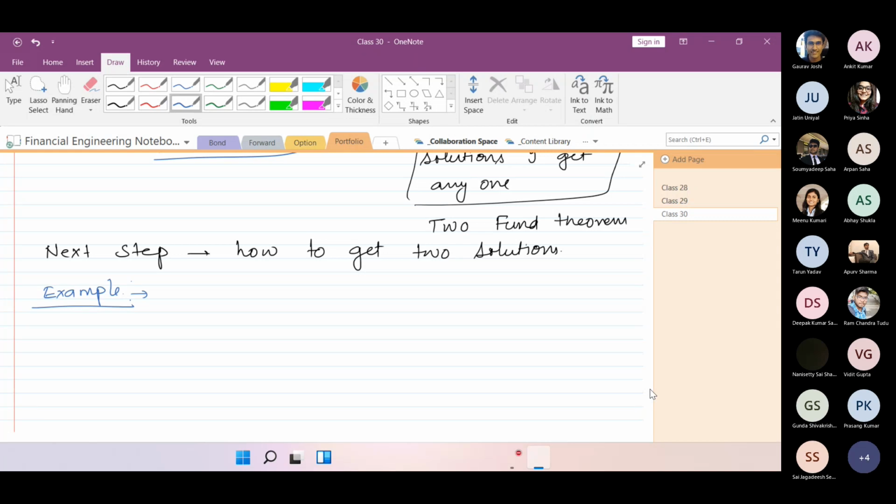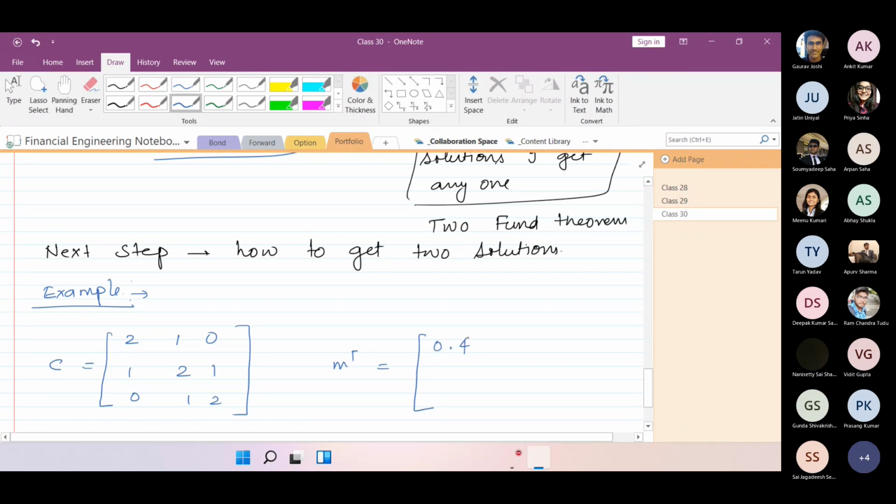All right. So let's start with the variance covariance matrix. And these are the entries. It's not M transpose, basically it's M.